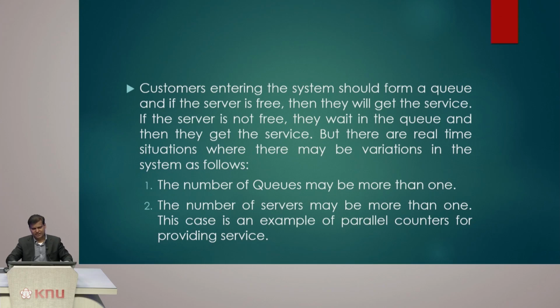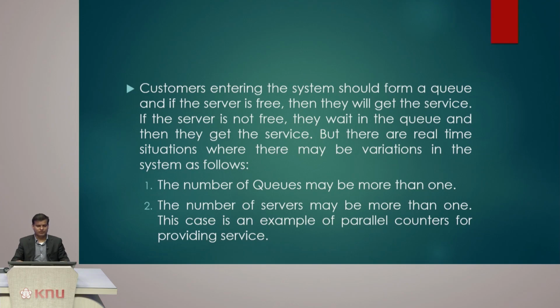So the customer entering the system should form a queue, and if the server is free, they will get served right away. If the server is not free, they wait in the queue, then they get the service. But there are real time situations where there may be some variation in the system. For example, the number of queues may be more than 1. The number of servers may be more than 1.